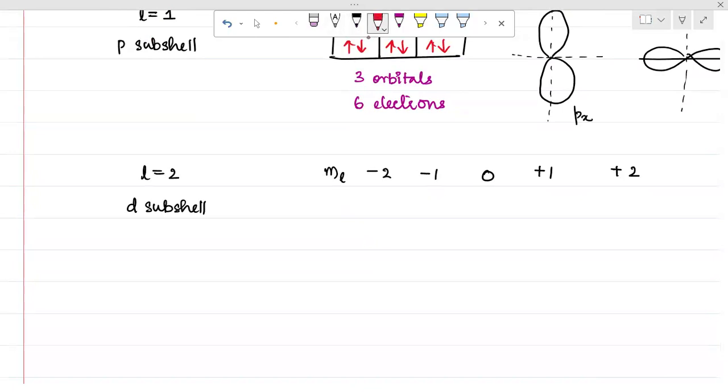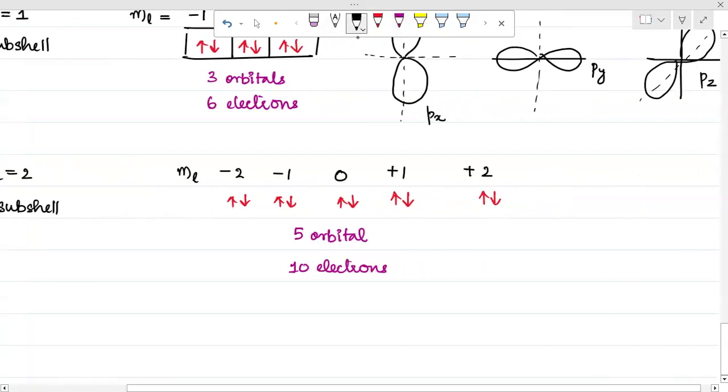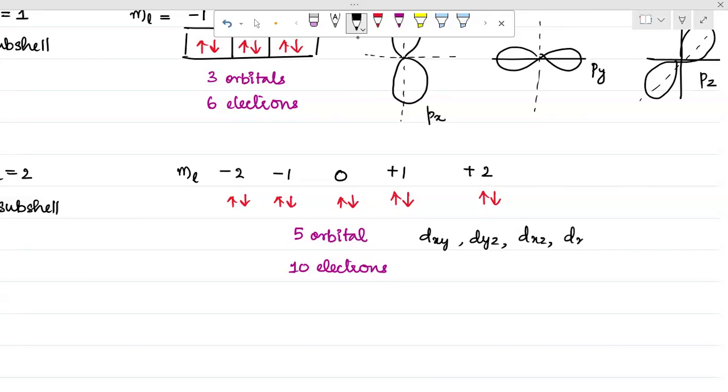Okay. So how many orbitals? 5 orbitals. In each of these orbitals, you can have a maximum of 2 electrons. Correct. So you have 5 orbitals, 10 electrons. And if you have 5 orbitals, it means you can have 5 orientations. You need not learn them now. I'm just saying you can have 5, and those are dxy, dyz, dxz, dx squared minus y squared, and dz squared. These are the 5 orientations.